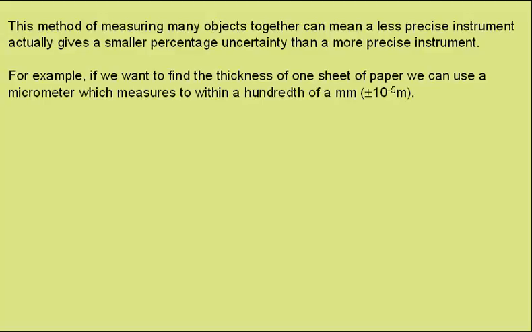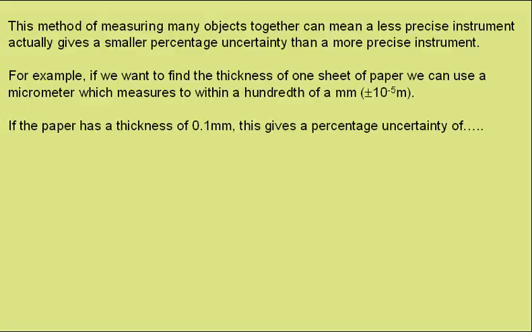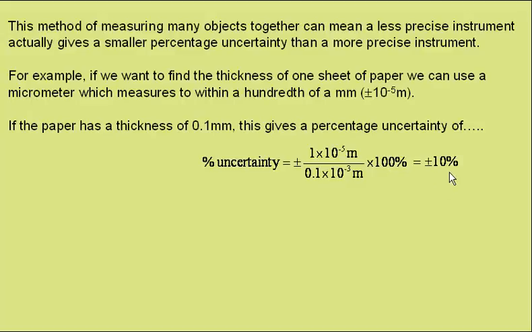For example, if we want to find the thickness of one sheet of paper, we can use a micrometer which measures to within 1/100 of a millimetre. This is plus or minus 10 to the minus 5 of a metre. If the paper has a thickness of 0.1 millimetres, this gives a percentage uncertainty of 1 times 10 to the minus 5 metres over 0.1 times 10 to the minus 3 metres, the thickness of the paper, multiplied by 100. This is plus or minus 10%.